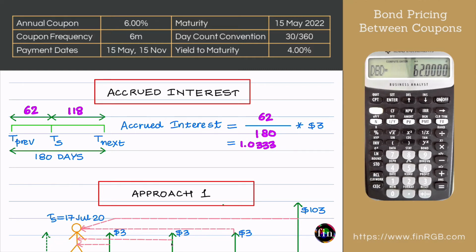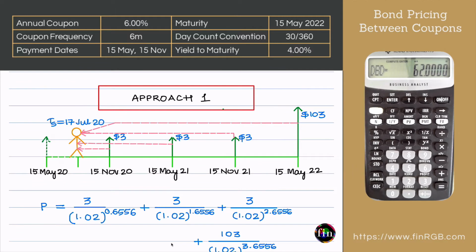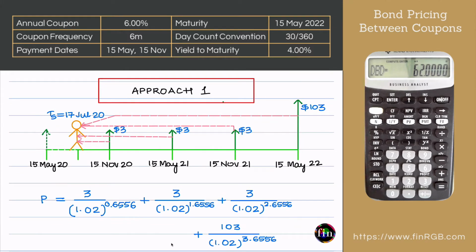Now let's calculate the invoice price, or the full or dirty price of this bond. I will calculate this dirty price using 4 different approaches, and you can pick any of these 4 depending on which one you are more comfortable with. The first approach is the brute force approach. We don't really use the TVM functionality in our calculator. We assume we don't even have a financial calculator.